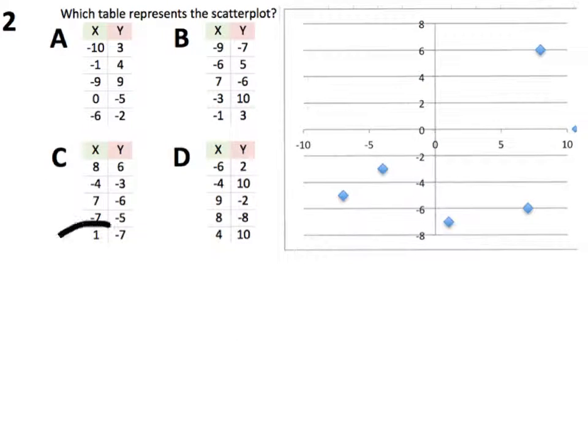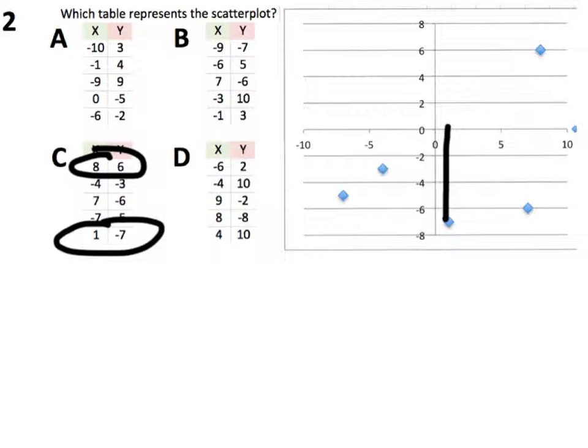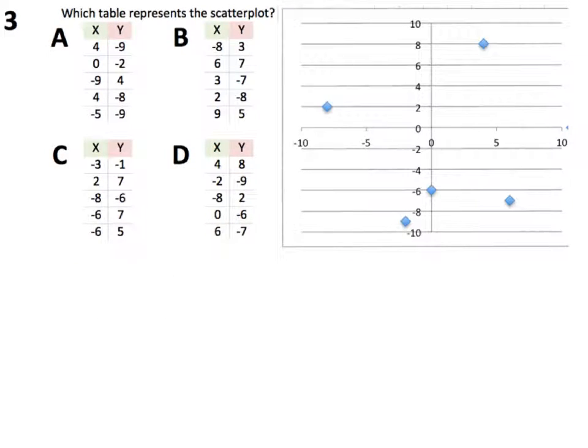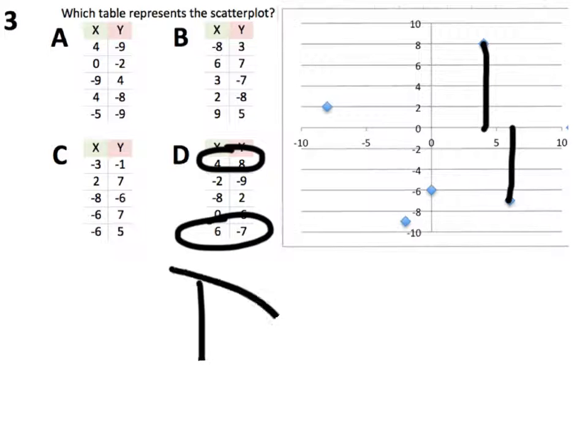If we look at C and go over 1 and then down 7, there it is. 8 and 6. Here's 8 and then 6. It's going to be C. Right. 6, -7 from D. There it is. How about 4, 8? There it is. So it's going to be D.